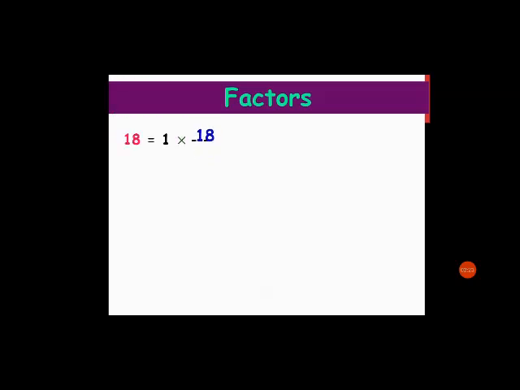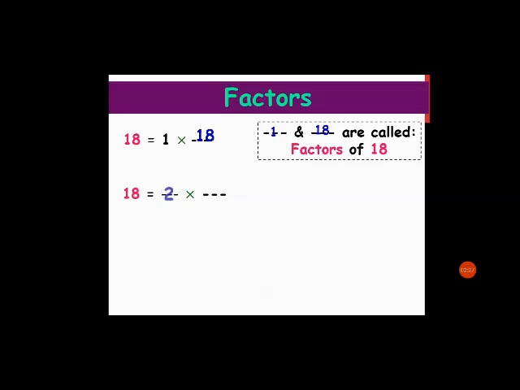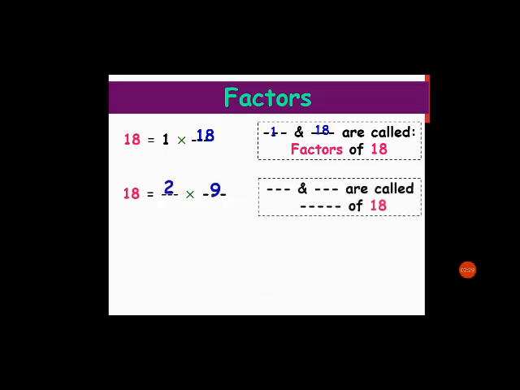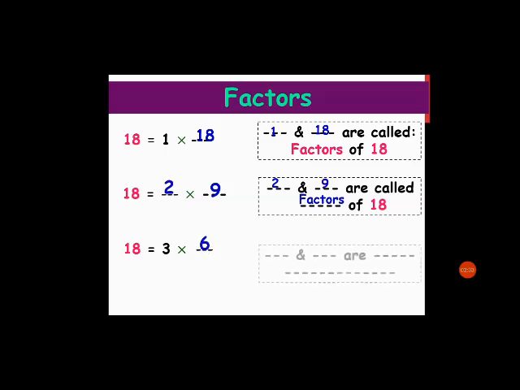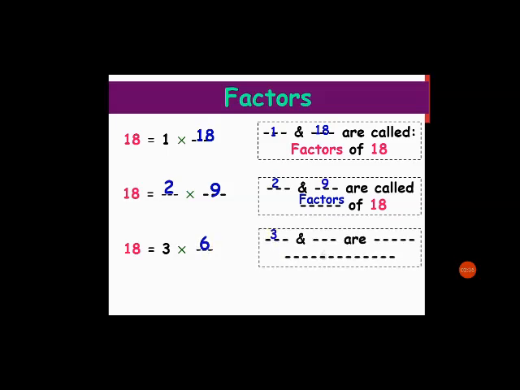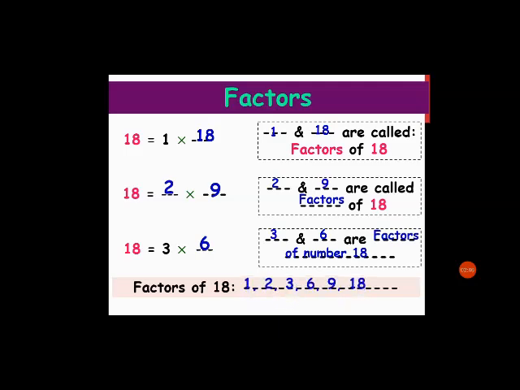So here also 18 equals 1 times 18, so 1 and 18 are factors of number 18. 2 times 9, so 2 and 9 are factors of number 18. And also 3 times 6, so 3 and 6 are factors of number 18. So now you can get the factors. Yes, very easily we can get it. 1, 2, 3, 6, 9, and 18. How many factors are these? We just simply are going to count them and say 6 factors.